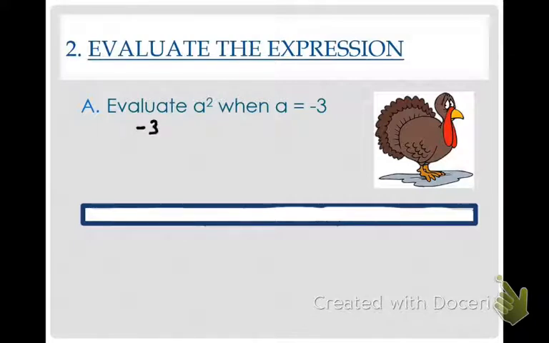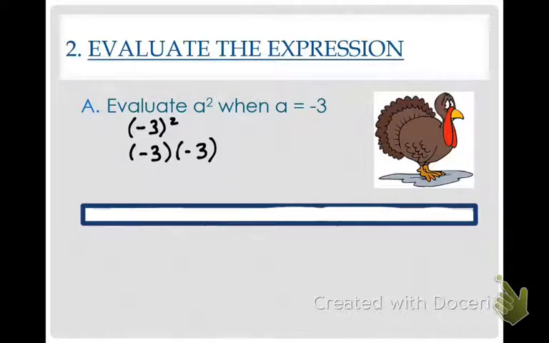Negative 3 squared. Now, because the negative 3 is the number I'm squaring, I'm going to put parentheses around it. So then negative 3 squared. Someone raise your hand and tell me, what does that mean? I don't want the answer, I want to know what it means. Katie. You have to multiply negative 3 times itself. Okay, so I'm going to do negative 3 times what? Negative 3. Times negative 3.